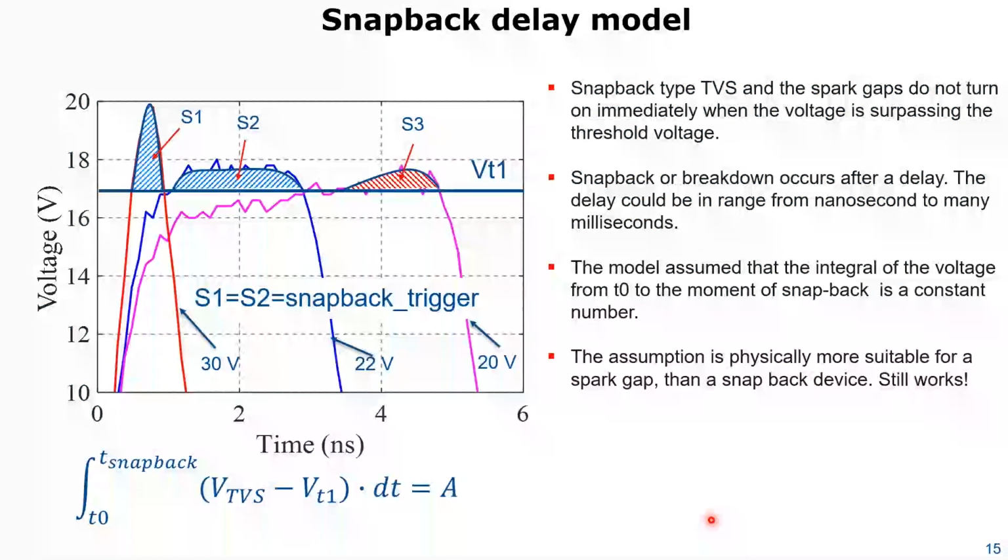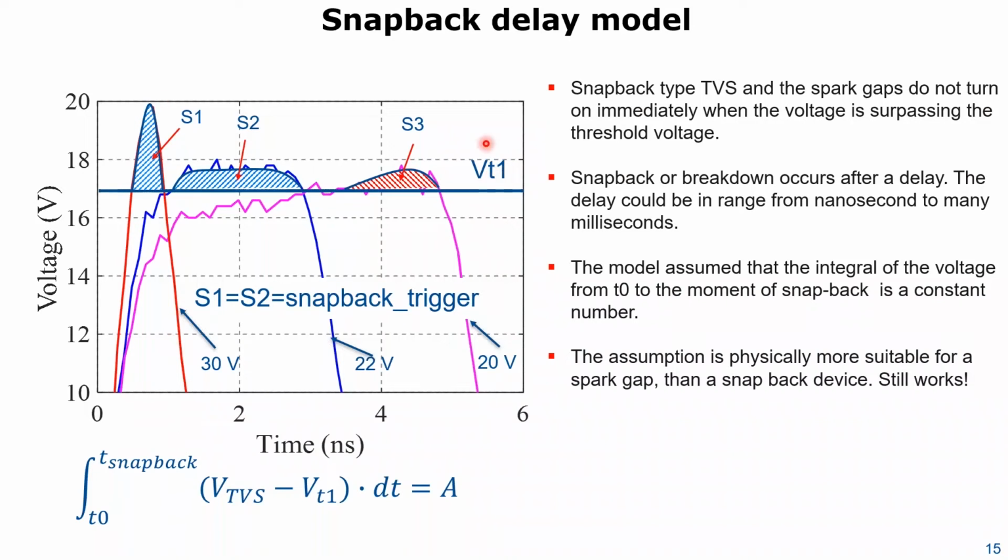Now let's look at snapback. In snapback, the following is assumed. What's shown is the voltage at the device over time. So we are in time domain. Let's say we apply 30 volt TLP. Actually, 30 volt is not a lot, but let's say we apply 30 volt TLP. The voltage overshoots, and then snapback happens and it comes down.